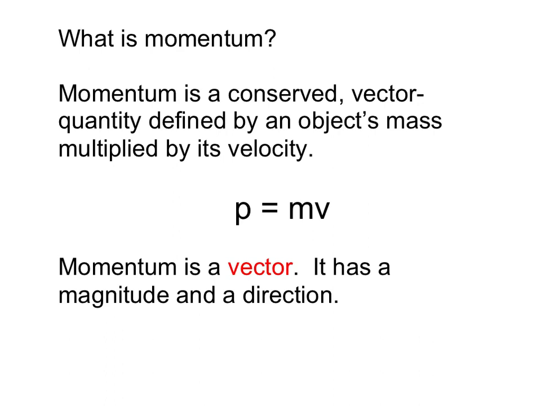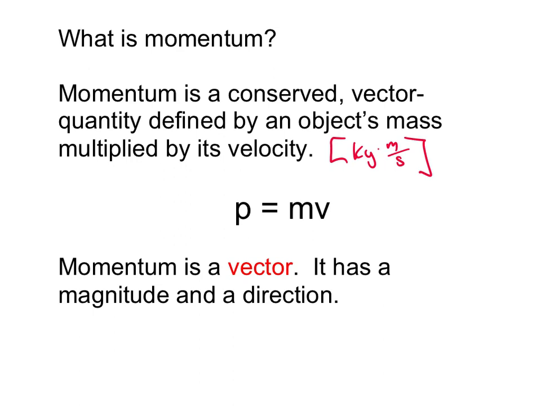Momentum is a conserved vector quantity defined by an object's mass multiplied by its velocity. And we use momentum is equal to mass times velocity, and it doesn't have any special units. So the units that we use for momentum are just kilograms times meters over seconds. So that's what we have for the units of momentum.